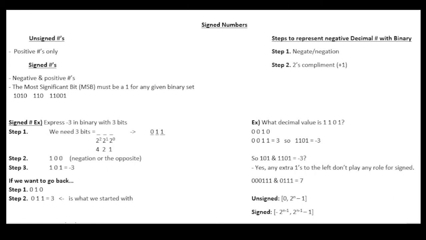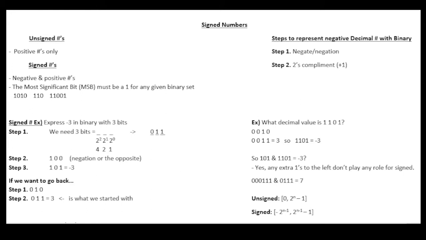First, you have to negate the binary set, then you have to do 2's complement, meaning you add an increment of 1. So in this example, express -3 in binary with 3 bits, we know that 2 plus 1 gives us a value of 3. And in order for us to add those two numbers, you have to give those bits a value of 1. So we have 0, 1, 1.